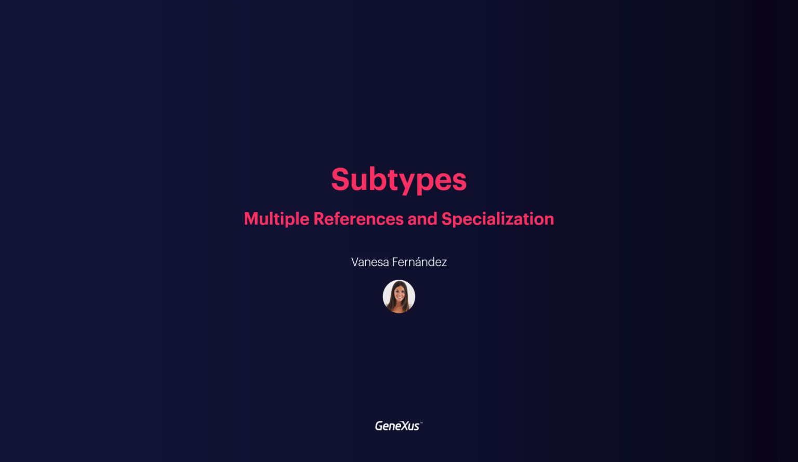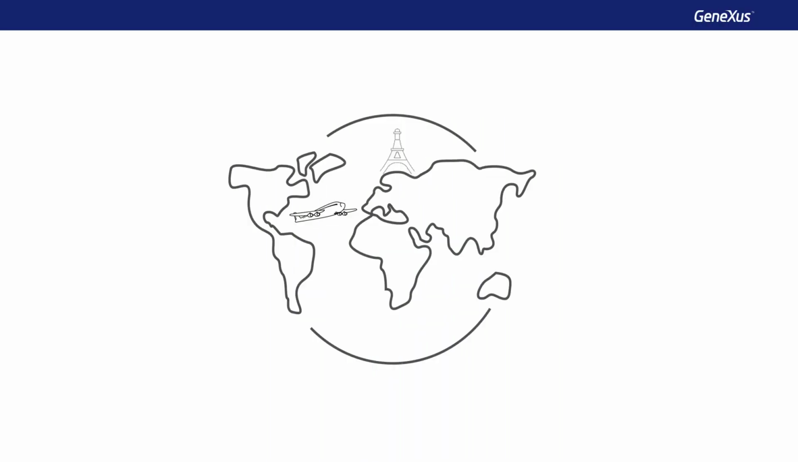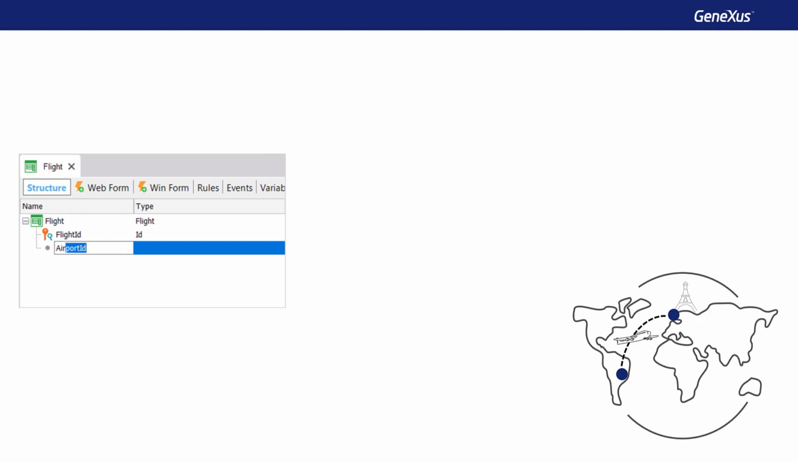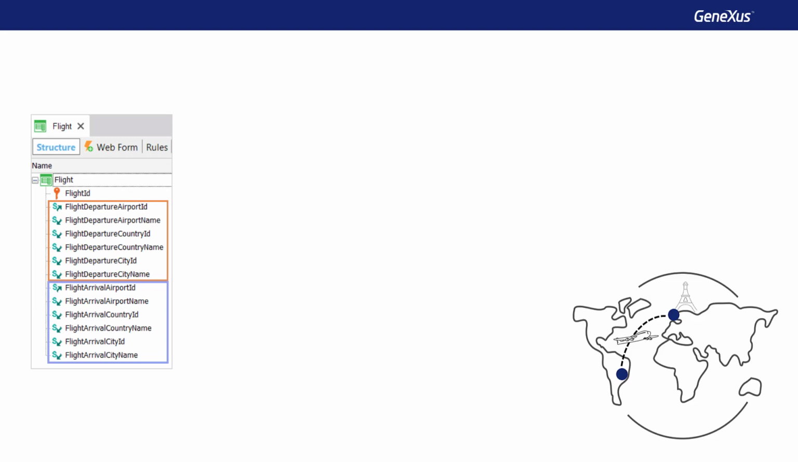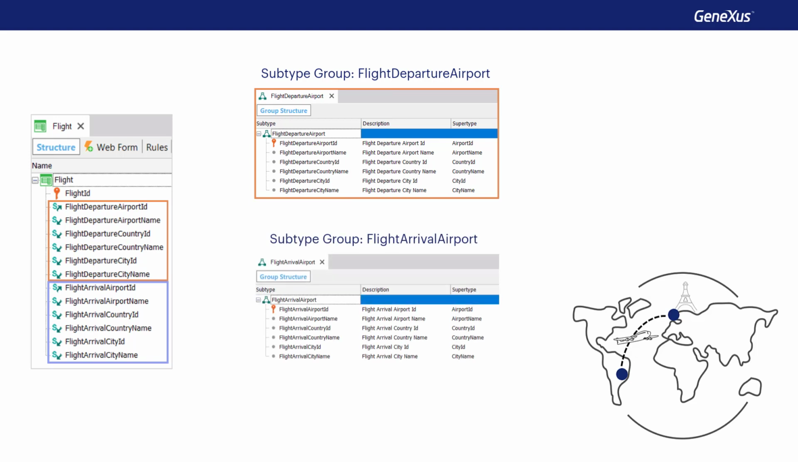In the previous video, we saw the need to define groups of subtypes, since the transaction had a double reference to the same actor of reality. This was the case with the flight transaction, which had a departure and an arrival airport for each flight. We couldn't include the same attribute, airport ID, in the transaction structure twice, because Genexus showed an error for adding a duplicate attribute name. For that reason, we decided to define two groups of subtypes: flight departure airport to identify the departure airport, and flight arrival airport to identify the arrival airport.